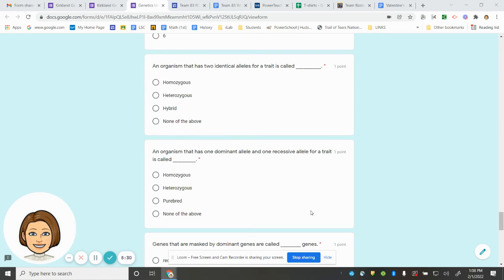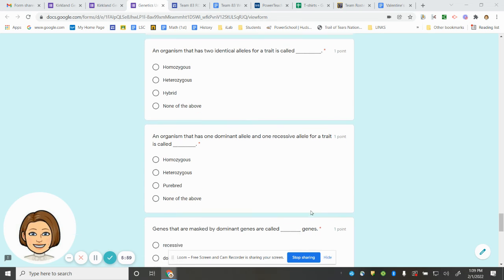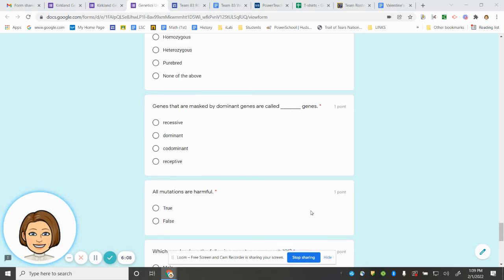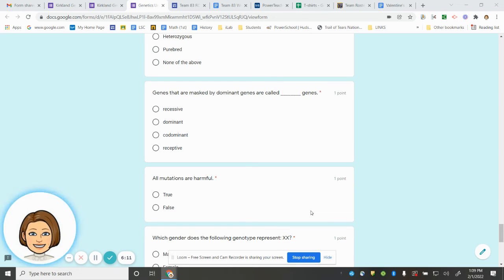Number 18. An organism that has two identical alleles for a trait is called what? Homozygous, heterozygous, hybrid, none of the above. Number 19. An organism that has one dominant allele and one recessive allele for a trait is called what? Homozygous, heterozygous, purebred, none of the above. Number 20. Genes that are masked by dominant genes are called what kind of genes? Recessive genes, dominant, codominant, receptive.